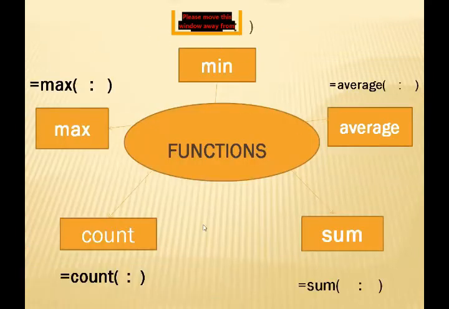Now here are some functions. These 5 functions are part of your syllabus: min, average, sum, count, maximum. So max is the formula for finding the maximum value in Excel. A formula always starts with an equals to sign, then you will write the function max, and then parentheses, and here you will write the cell address, and then press the enter key, so you will get the result.